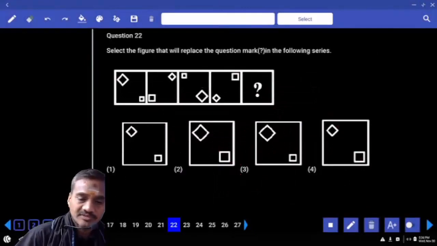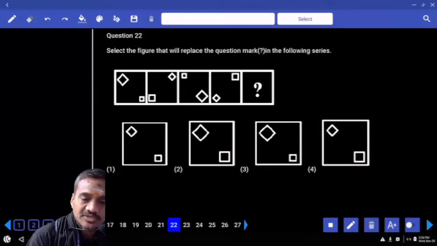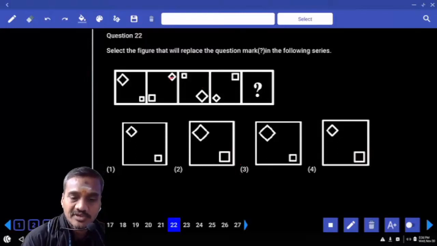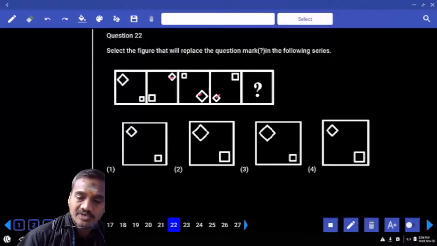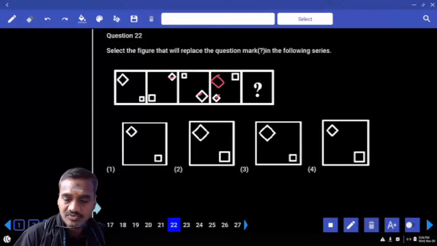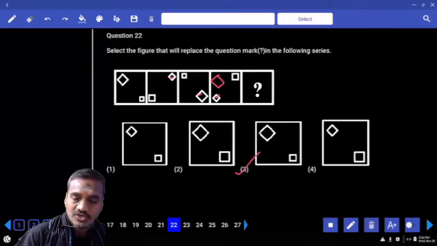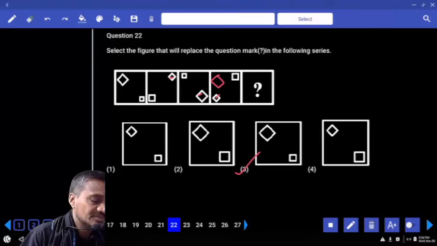Then coming back to the remaining. Then this rhombus, if you observe here, one side in the clockwise direction, bigger and smaller. Next again one side smaller, next bigger, square must be at this place. Now bigger square and smaller square. So what is your answer here? Choice 3, question number 22.